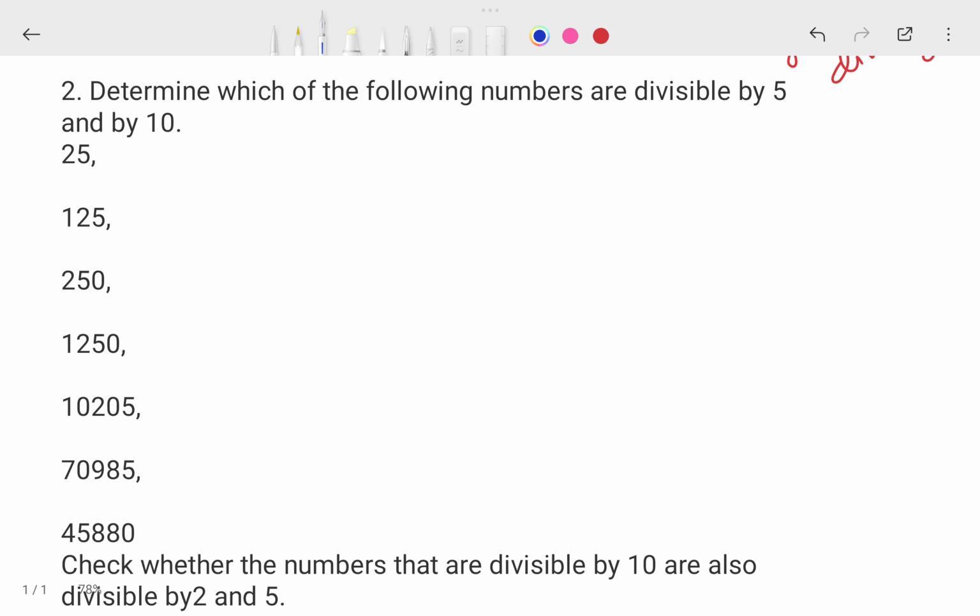So let's talk about our second question. What is our second question? Here, we have to check whether this number is divisible by 5 or 10. This number is given; is it divisible by 5 or divisible by 10 or not? So how can you check if this number is divisible by 5 or not? Let me tell you the divisibility rule of 5.